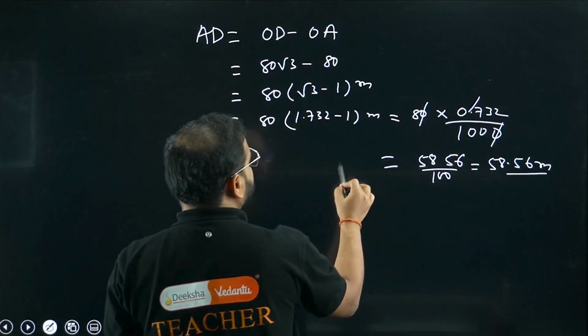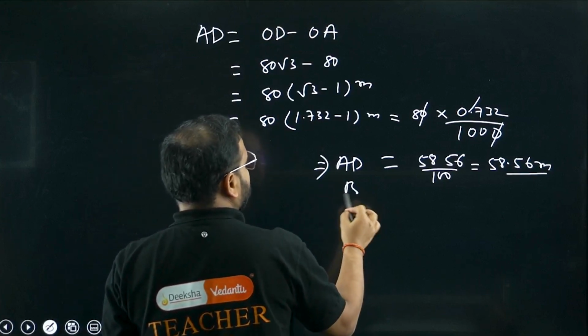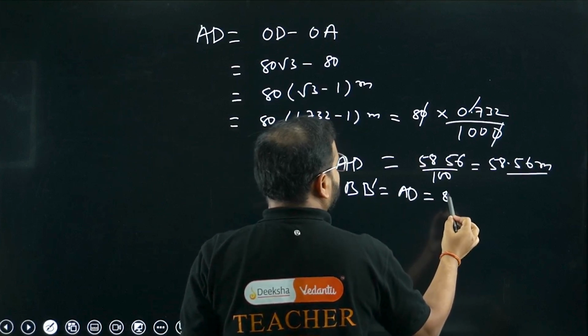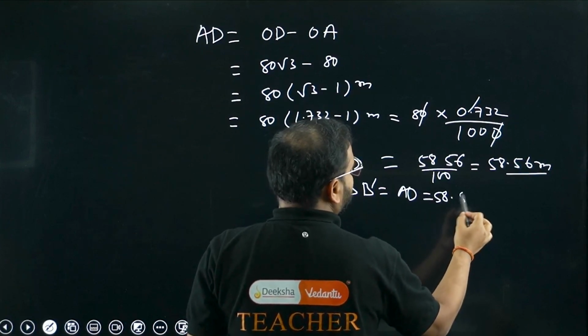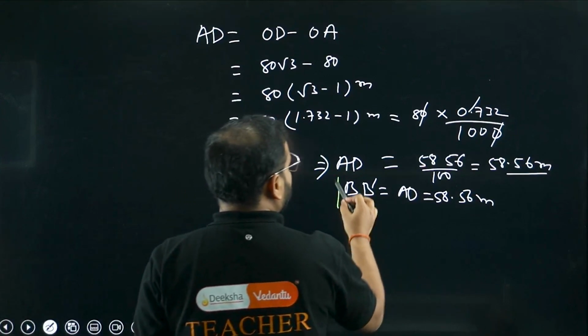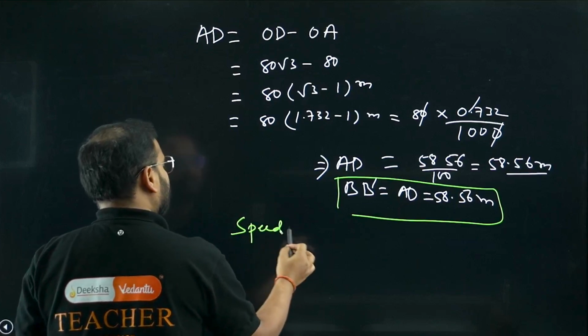What is this answer for? The length AD, which is same as what? So we know this is going to be same as BB dash. So again, 58.56 meters only. Please check. This is my distance value. We're looking for what, sir? We're looking for speed. How is it going to be speed?